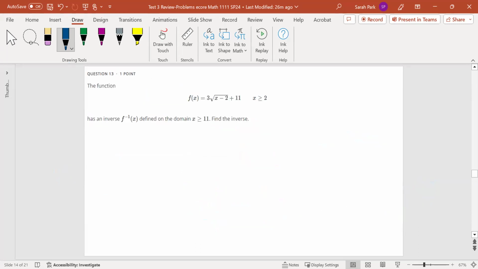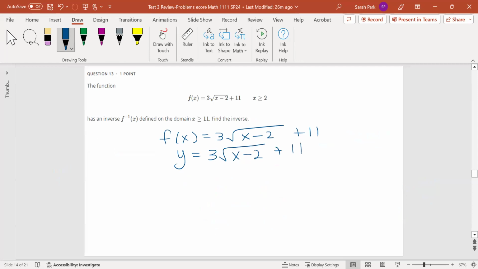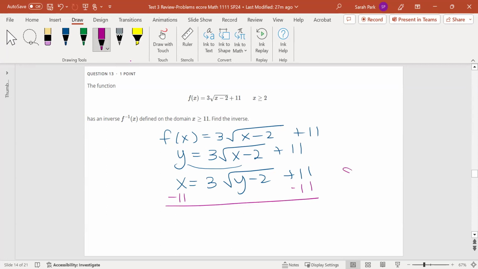Okay, 13, another one to find the inverse function, f of x equals 3 square root of x minus 2, plus 11, where x is greater than or equal to 2. Similar idea, we write it as y equals 3 square root of x minus 2 plus 11. And then you switch the x and the y. x equals 3 square root of y minus 2 plus 11. And let's solve for y by subtracting 11. So our goal is to solve for y now.